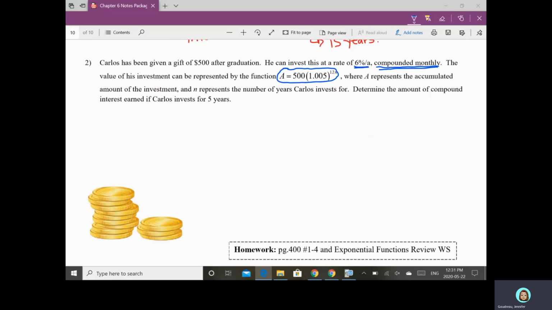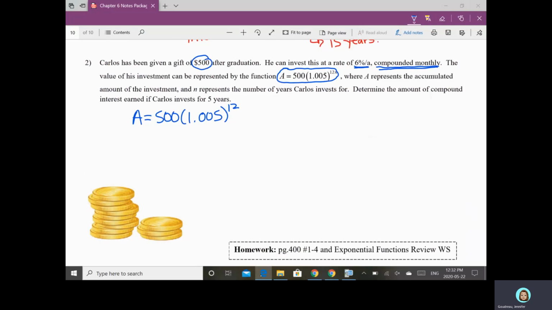Let's look really quick, though, at how we can see where this formula came from. A equals 500 times 1.005 to the power of 12n. We can see where the 500 came from. P is our principal, the initial amount. That's how much money he started with.